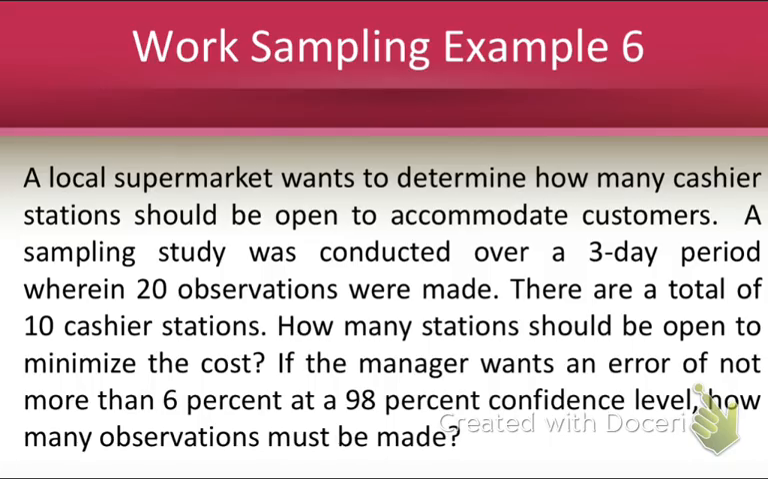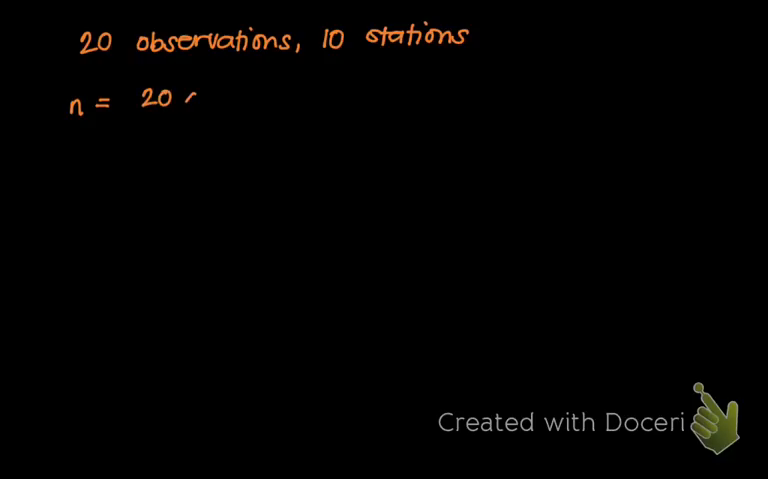So balik natin yung main problem. So 20 observations and 10 cashier stations. So writing the given information. So you have 20 observations and you have 10 stations. So therefore, the value of your n is 20 times 10, and we'll have 200 observations.